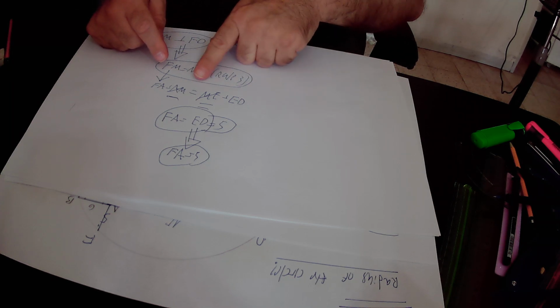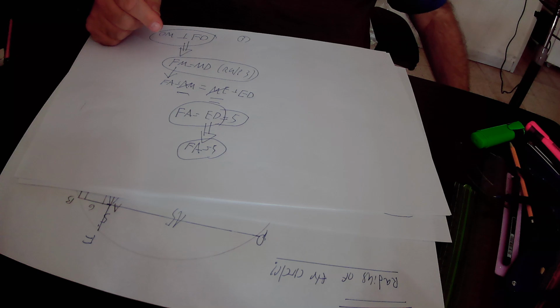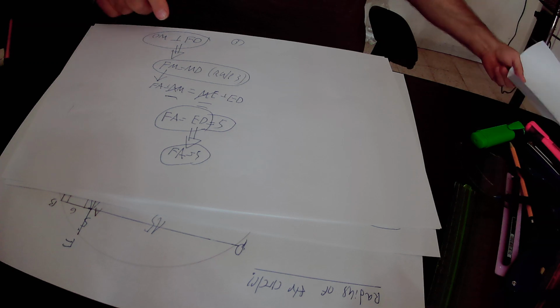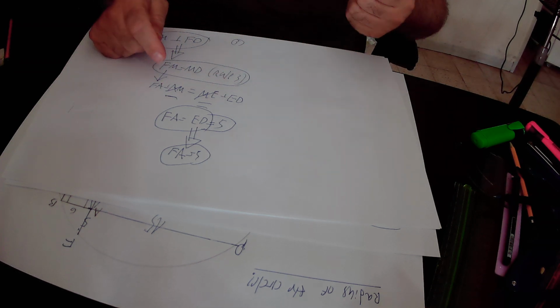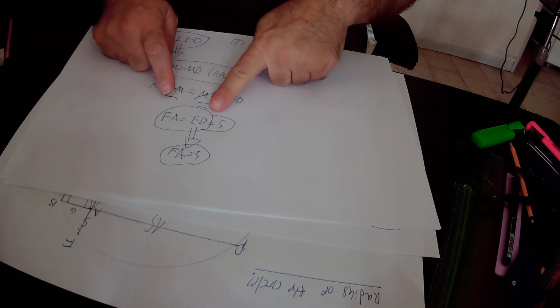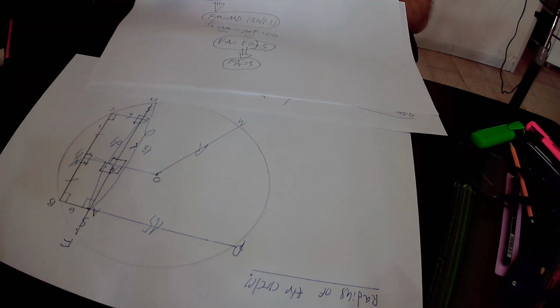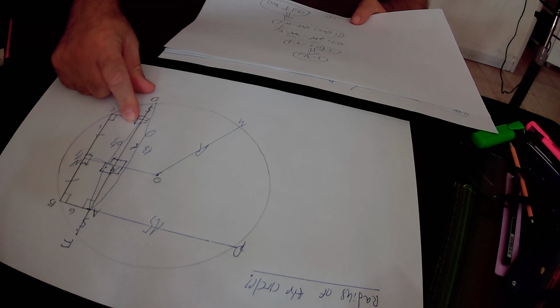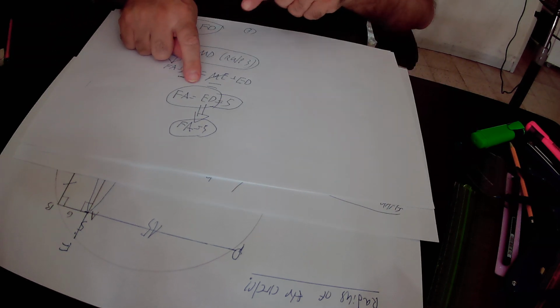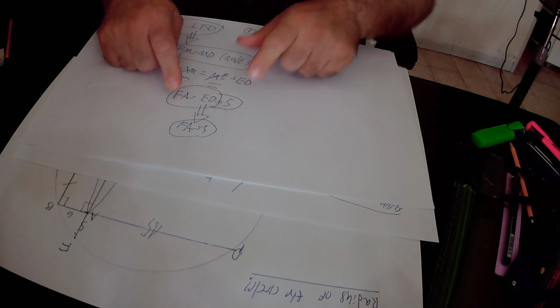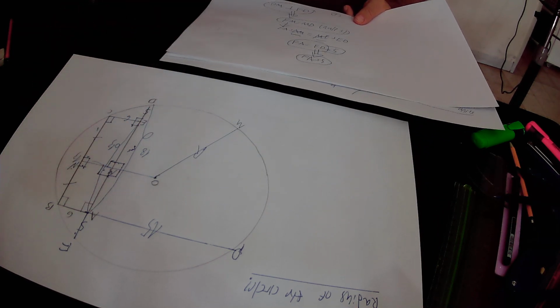But because AM equals ME, as we have already found out, we can cancel them. We can subtract them from the equation because they are equal to each other. And we are left only with FA equals ED. But we know that ED equals 5 units. So from this equation FA equals ED equals 5, we will derive that FA also equals 5 units.